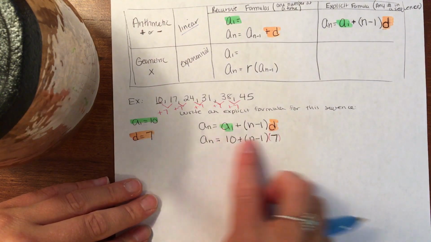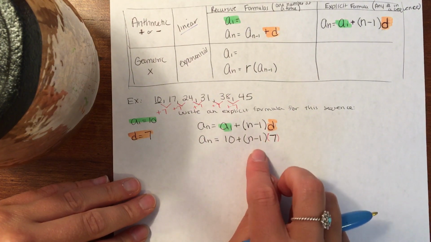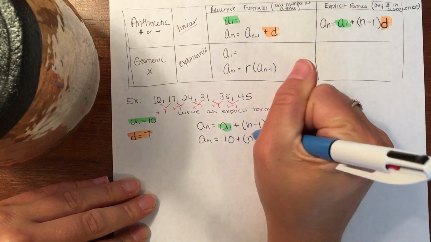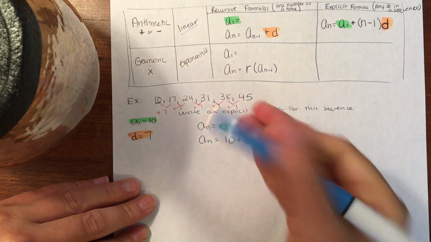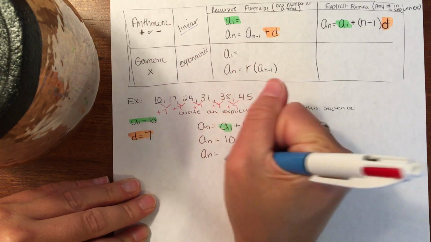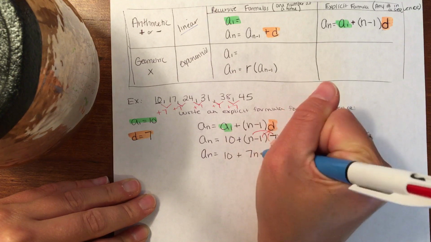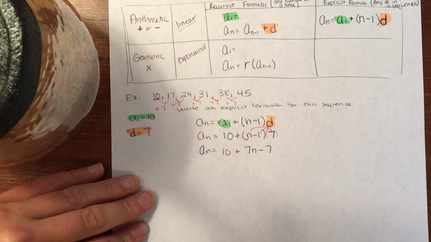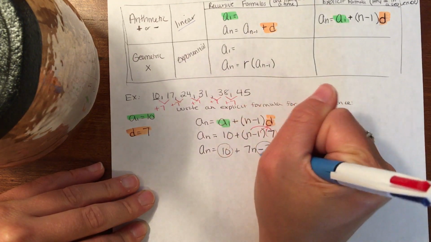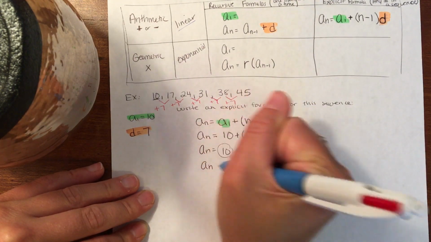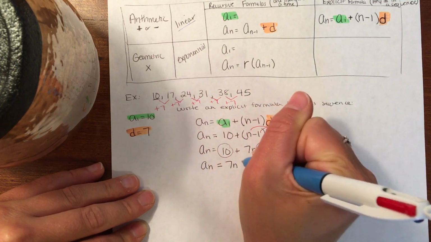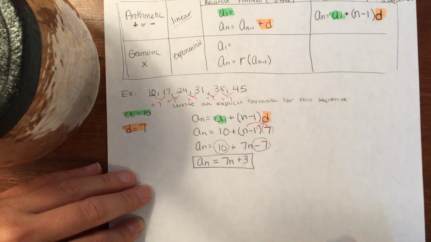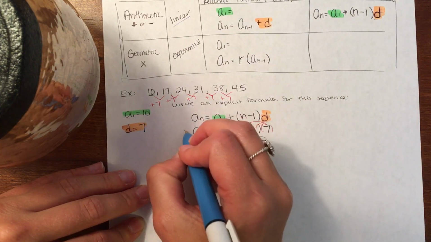Now, this is an explicit formula, but we usually like to clean it up, and we're going to do that, okay? So what I mean by that is I'm going to distribute the 7 in to these parentheses. So it's going to be A of n equals 10 plus 7n minus 7. Okay, and then when you have like terms, you always want to combine those. So I can combine 10 with negative 7 right there, and I am left with A of n equals 7n plus 3. That is my explicit formula, okay? And like I said before, this is an explicit formula.